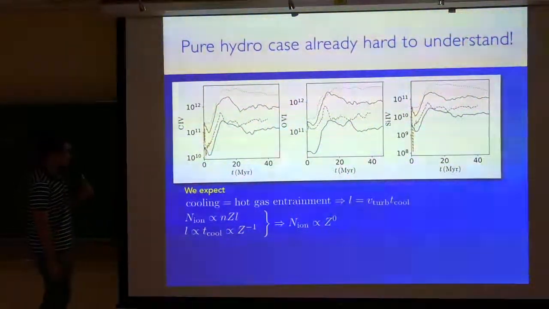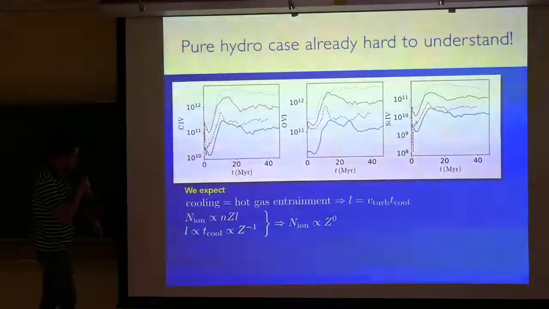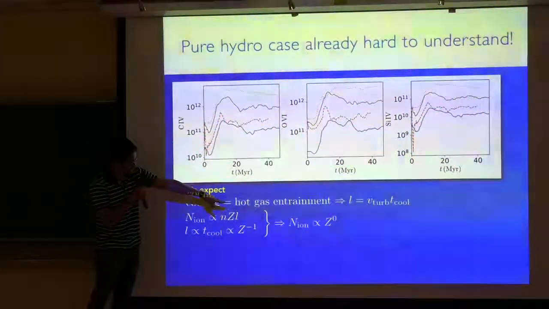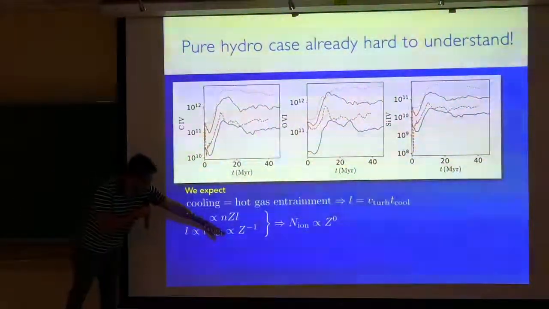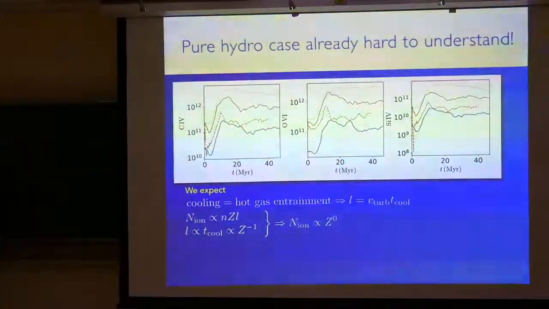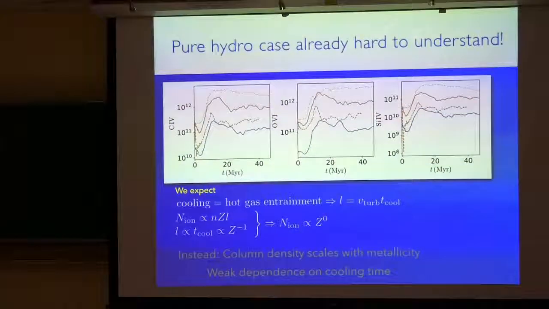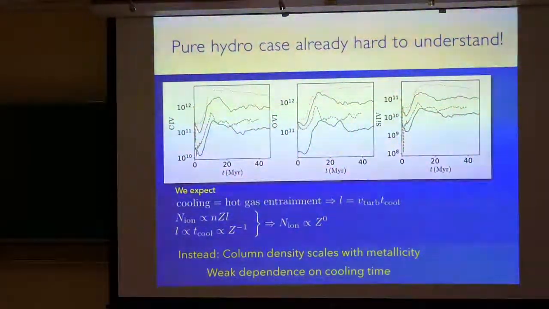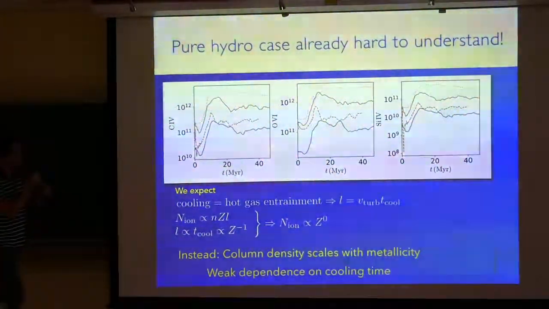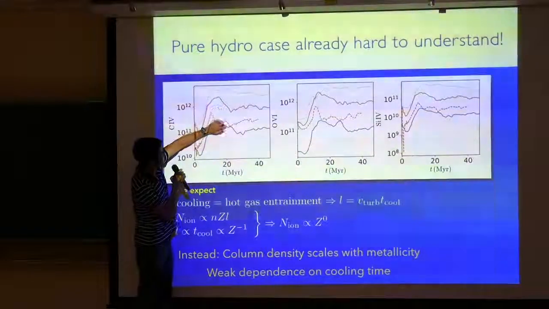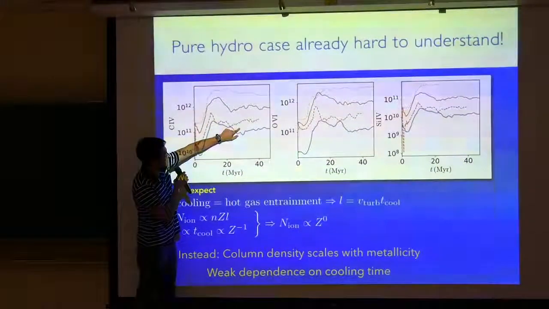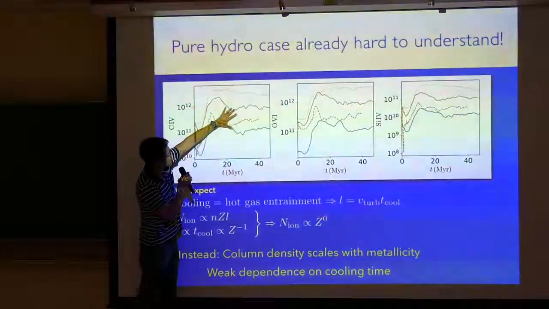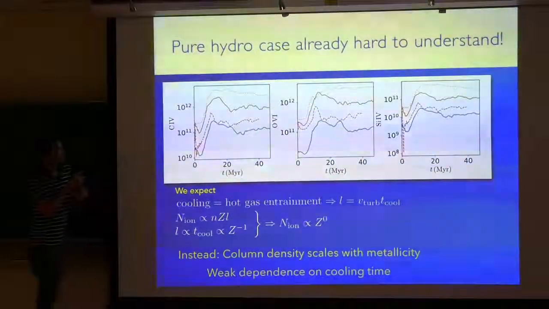There are a bunch of expectations that you would have from a simple estimate. You would expect that column density should be independent of metallicity, essentially because the cooling time at the peak of the cooling curve goes inversely as metallicity. And you would also expect that there's some dependence on cooling time, but the dependence on cooling time is weak. If you change the cooling time by an order of magnitude, there's some change in the column density, but it's not very large. But if you change the metallicity, there's an order of magnitude change, okay?